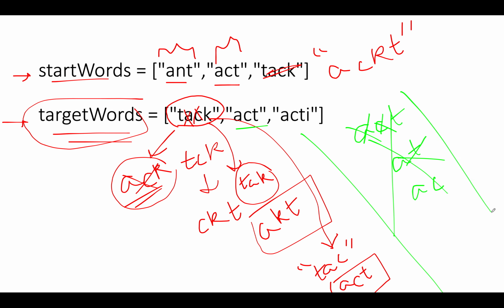Let's walk through the next one. Let me just change the color of the pen. The next one in queue is ACTI. So let's write ACTI here and start by removing A first. So A gets removed. What do we get?